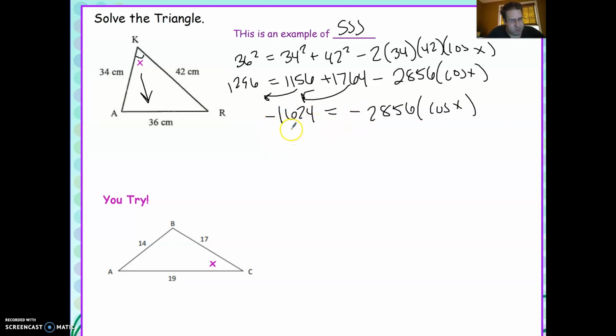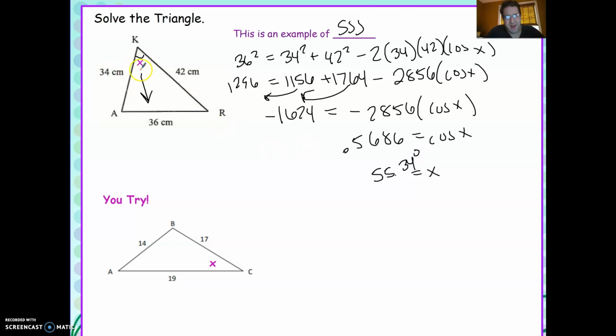Now I've got negative 1624 divided by 2856, and that gives me, okay, that was supposed to be a negative, so let's try that again, because a negative divided by negative is a positive. 1624 divided by 2856 gives me 0.5686 equals cosine of x. Now I'm going to do inverse cosine of that previous answer, and that tells me that x is about 55.34 degrees. There we go.